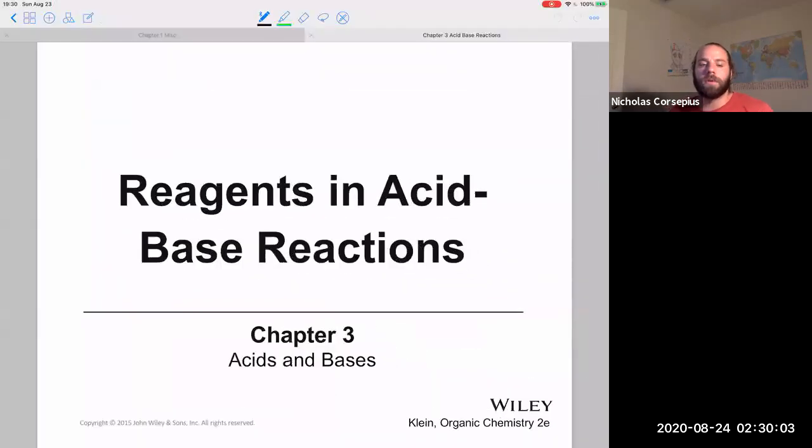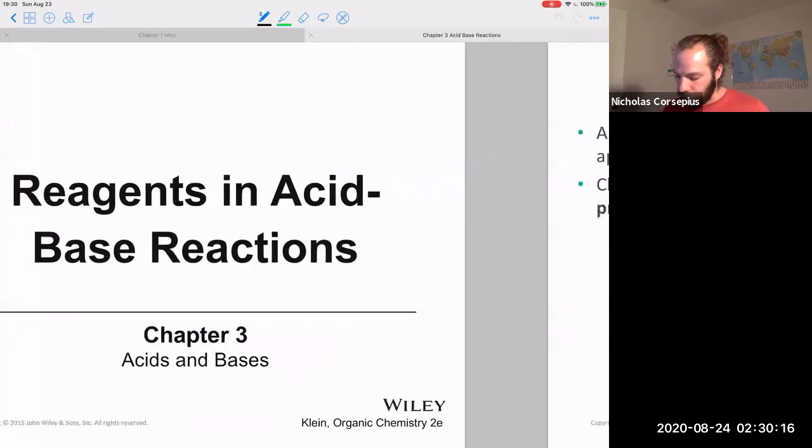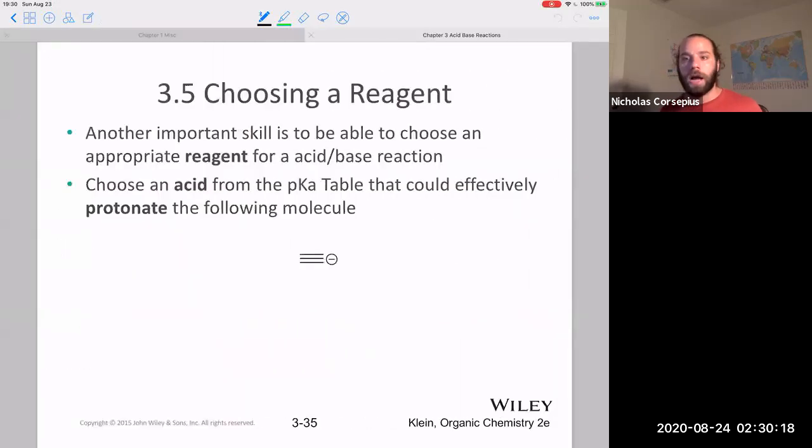All right, everyone. So now we're going to talk about reagents in acid-base reactions. And one way to think about this section is it's more like practical considerations that you have if you're trying to carry out these types of reactions. So for example, oftentimes we'll have a particular molecule and our question is, well, how do we go about protonating that molecule? What choice of acid or base do I need to actually accomplish a protonation?